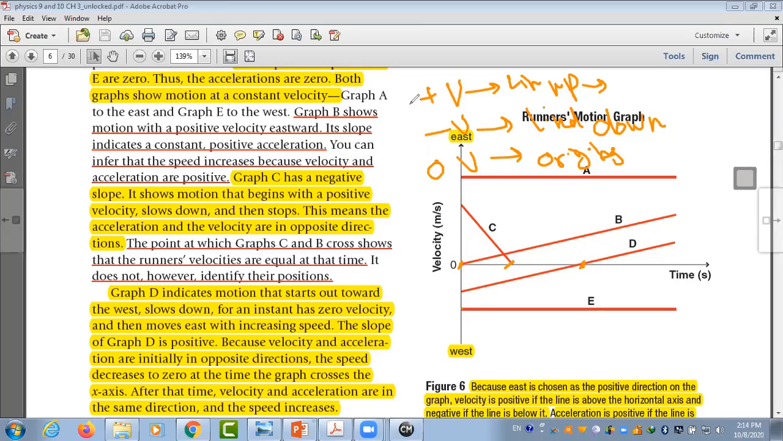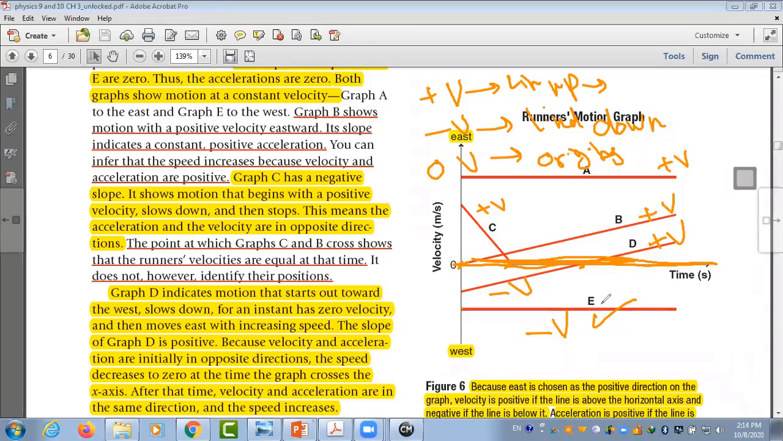So velocity could be positive if it is moving. This is your judgment line, the 0 line, the origin. If the line is above, velocity is positive. If the line is down, velocity is negative. So all of this, the velocity is positive. What about the line down? Velocity is negative. I hope it's clear for velocity.